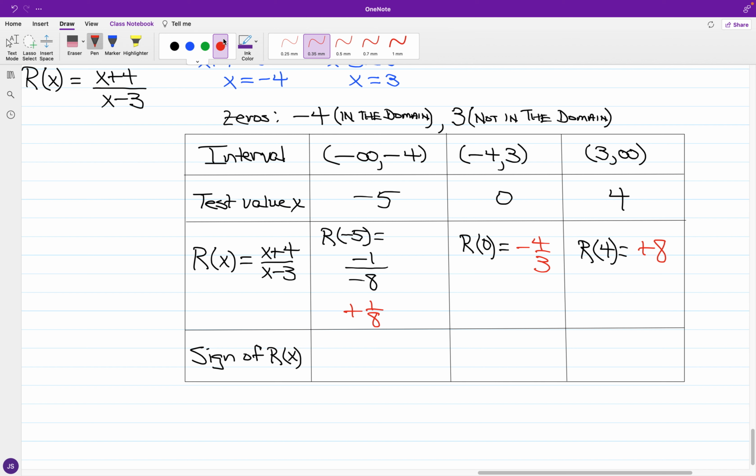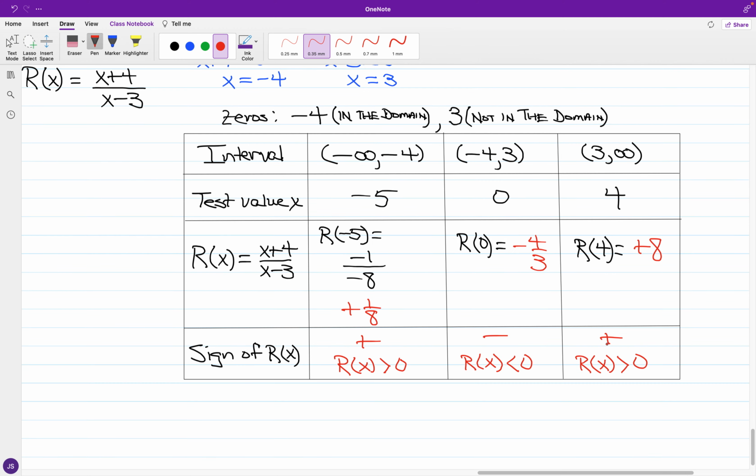And for the sign of r of x, the first interval we have a positive, where r of x is greater than 0. Next we have a negative output, so you have r of x is less than 0. And for the last we have a positive, whereupon r of x is greater than 0.